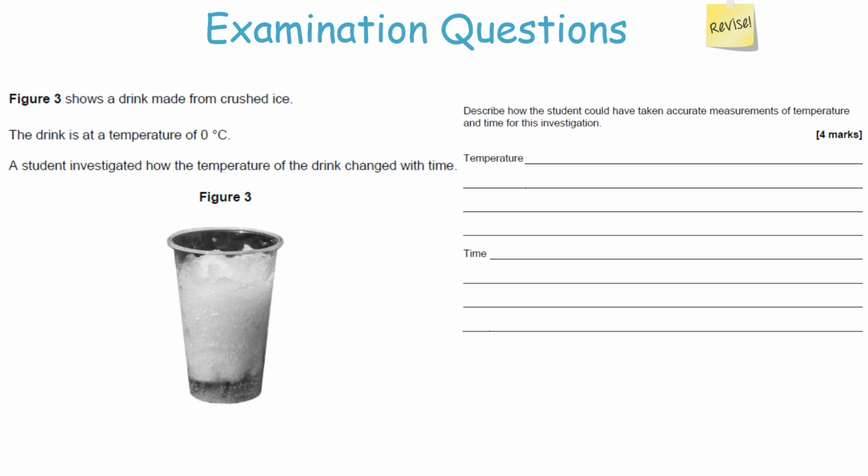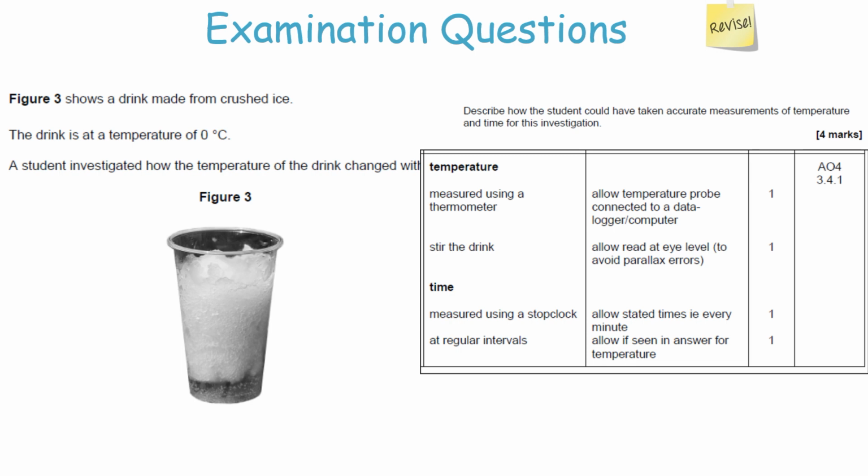Right, so how would we answer this question? So for each one, you've got to talk about what measuring device you would use and then what experimental technique you could do to get an accurate measurement. So for temperature, we measure temperature with a thermometer, and we can either say we would read it at eye level to avoid parallax error, or you could say you would have to stir the mixture before you take a measurement to get the temperature of the entire liquid. The second thing is the time, and the time is measured using a stop clock. Now again, you would say you would use your stop clock at regular intervals because you want to see how it changed with time. So you want to do regular intervals of time to see this change.